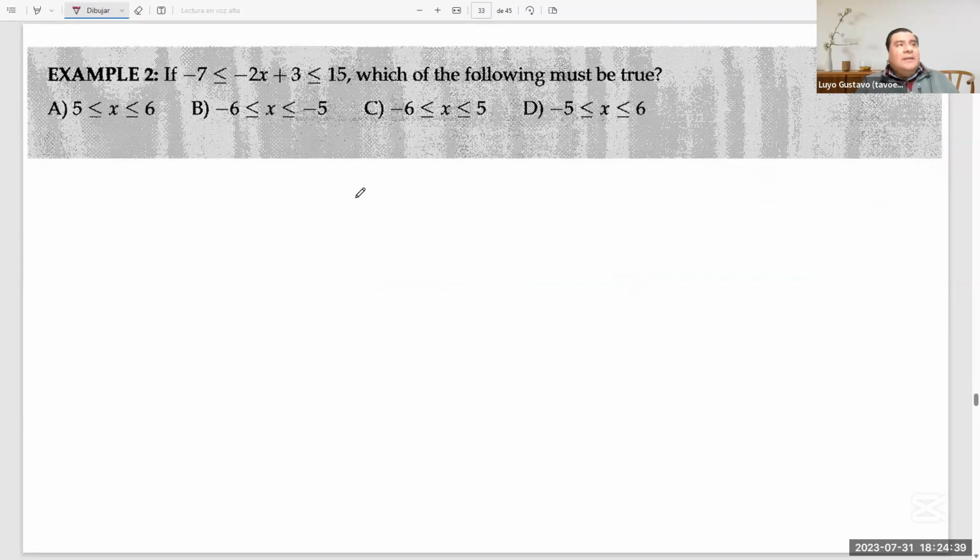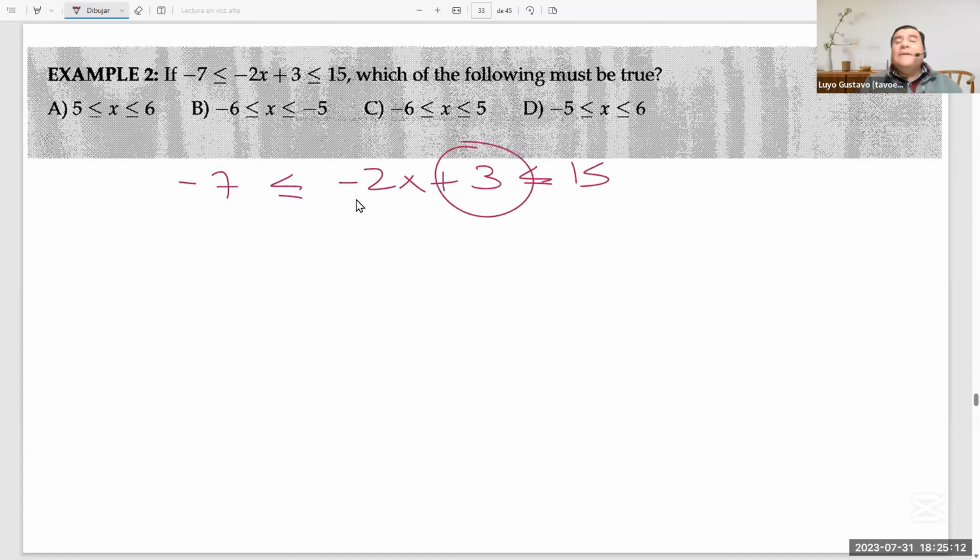The quiz is coming. Number 2: if -7 is less than or equal to -2x plus 3, which is less than or equal to 15, which of the following must be true? So how do we solve double inequalities? Sometimes some approaches say that you need to split the two inequalities. Don't do that. Do everything all at once. For example, first focus on isolating the variable x only, so get rid of this one.